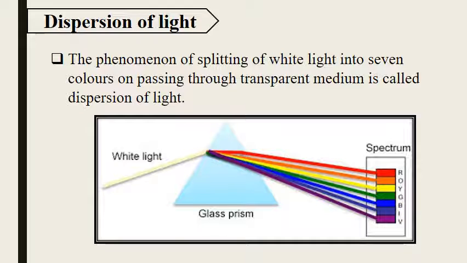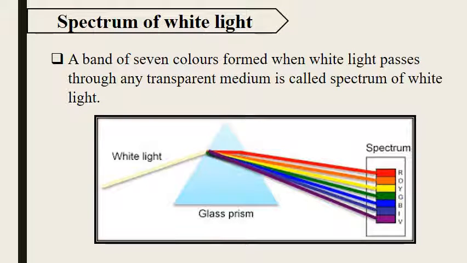This kind of phenomenon you have seen in the rainbow. When a rainbow appears, we can see these 7 colors easily. In this figure, the splitting of that white light, when sunlight splits into 7 colors, makes a rainbow, and this phenomenon is called dispersion of light.